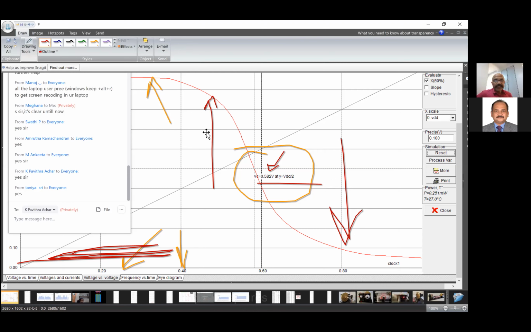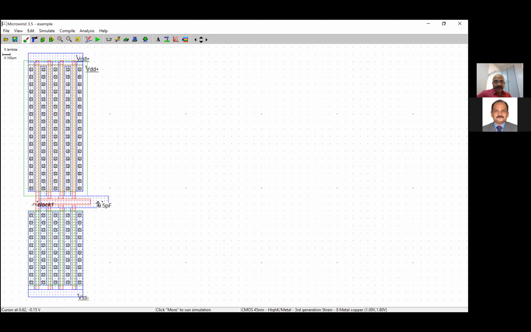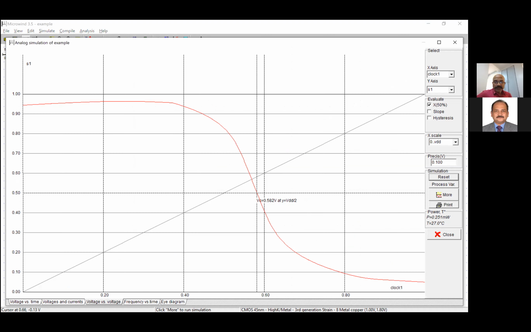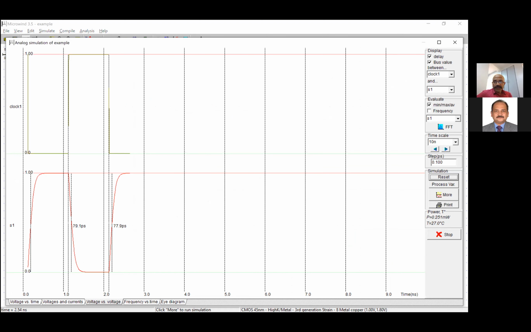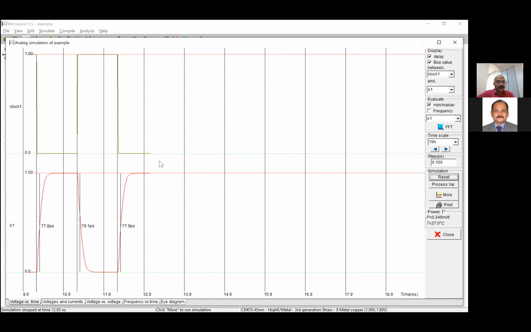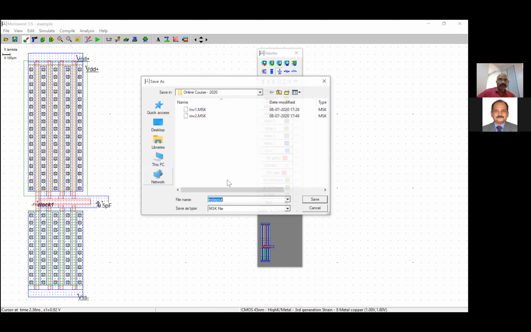So let's validate this. Come back to Microwind and see whether it holds or not. I'll close my other windows. So this is the voltage versus voltage curve. What I do is I just save this file.